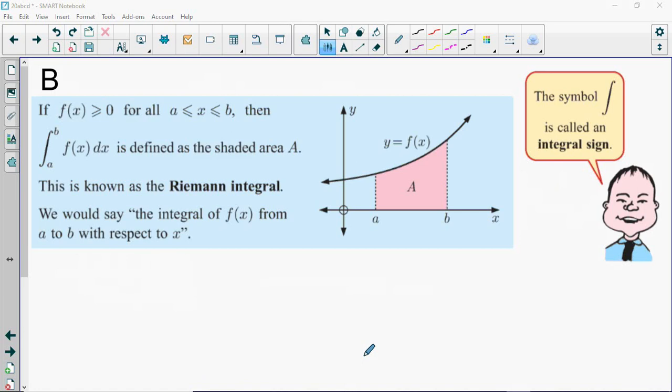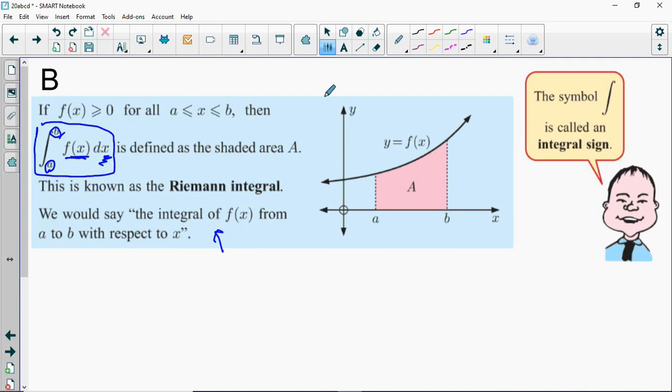Okay, section B. Literally, all that we need to know is what this notation here tells us. And what it tells you to do is calculate the area underneath this curve in between these two x values. That's all it is. Read out loud, we say, as we note down here, the integral of f of x from a to b, and then with respect to x. Again, we've got that dx showing up there at the end. That really just tells us that we're looking along the x-axis as opposed to along the y-axis.